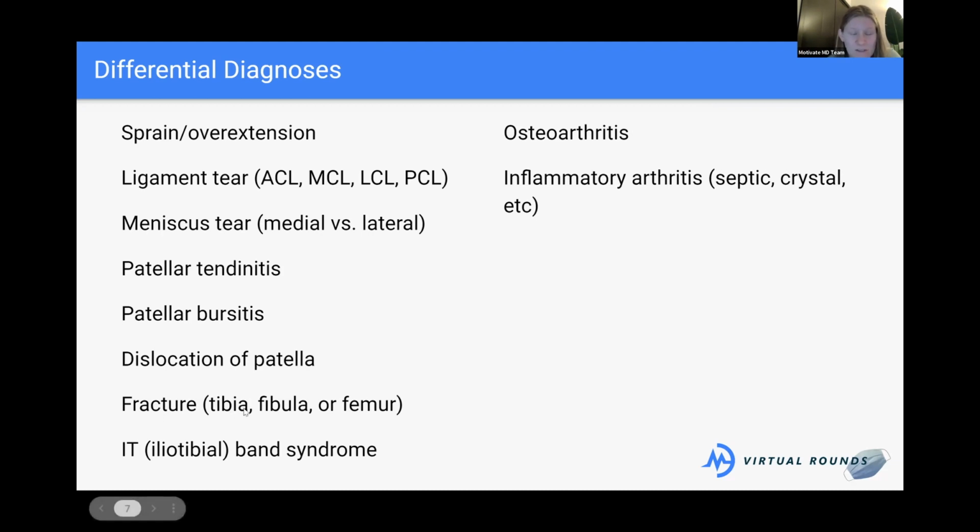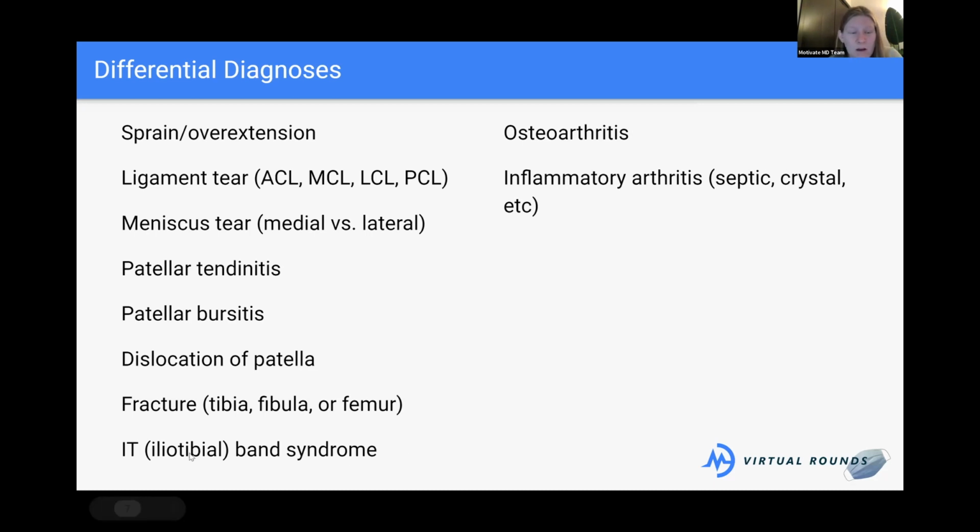The three bones that make up the rest of the knee joint that's not the patella are the tibia and fibula. Those are the two bones that are in the lower leg. And then the femur is the big main thigh bone that's in the upper leg. So you could technically get a fracture in any of those bones as well as the patella.